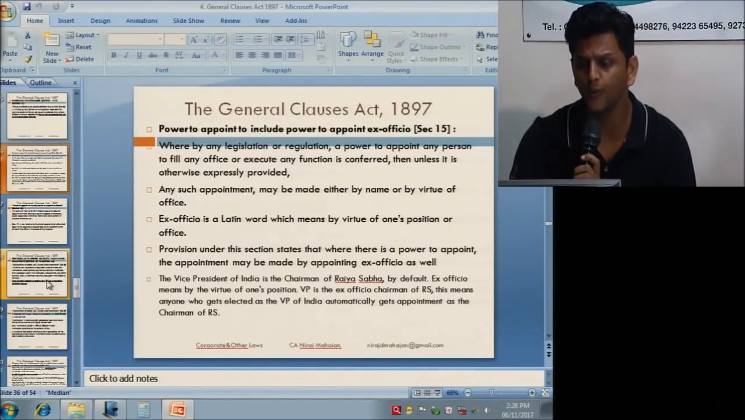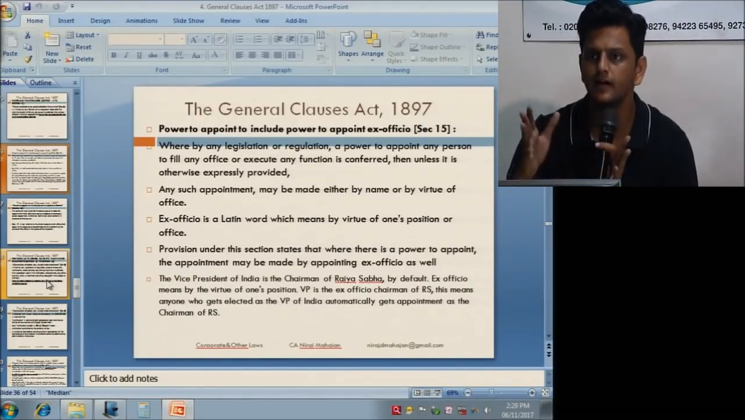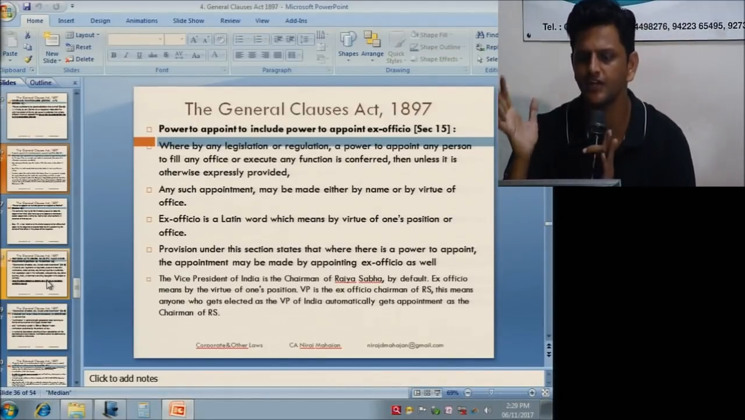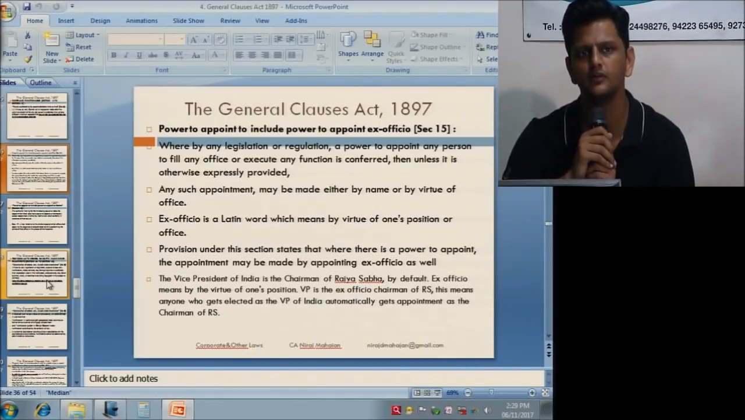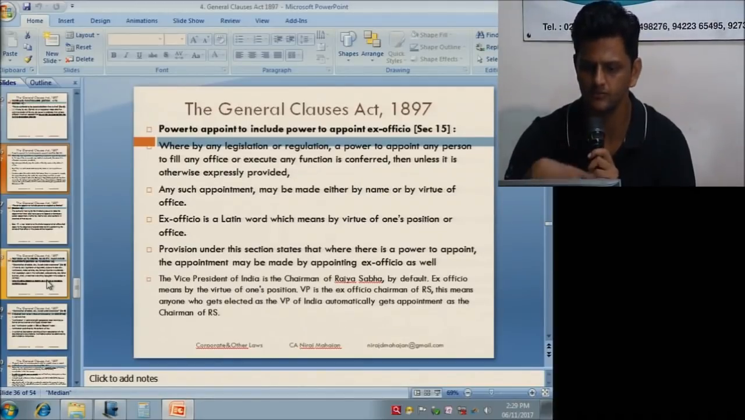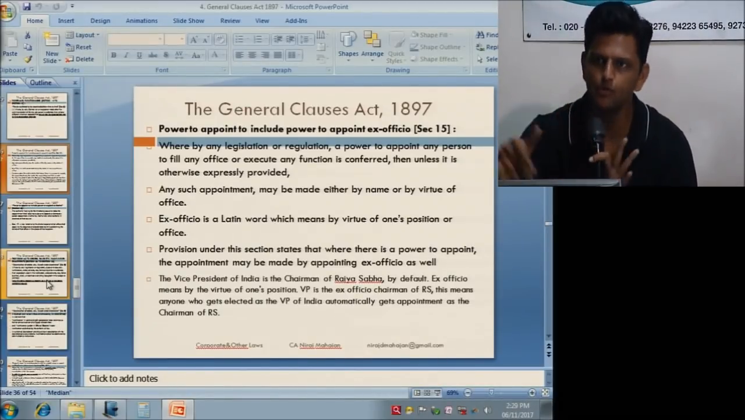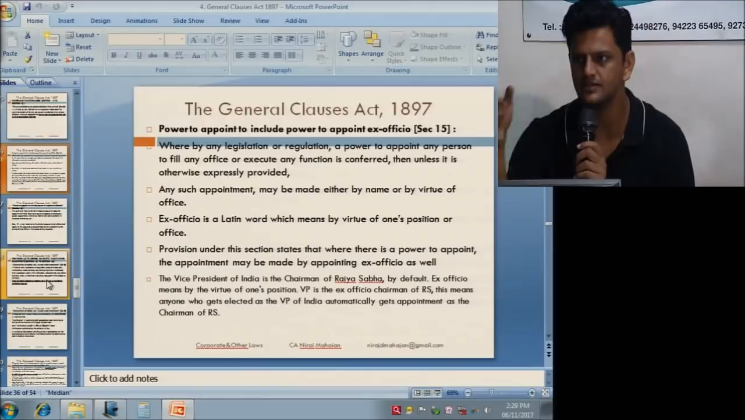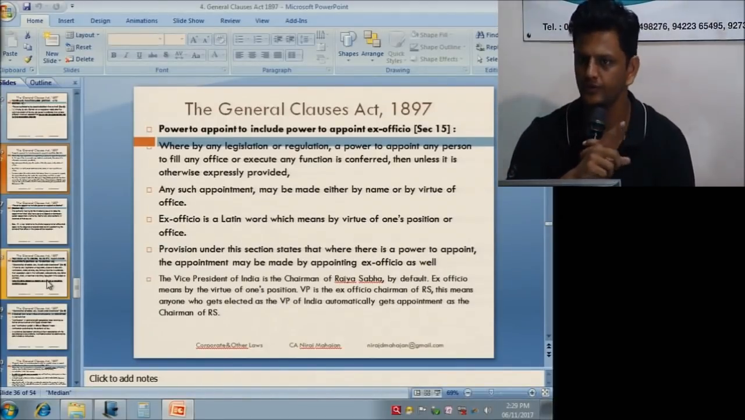Correct? Power to appoint to include power to appoint ex officio. What do you mean by ex officio? In that capacity, in that authority, in that chair or place, as we had discussed. Correct? For example, you had seen the appointment of which committee? The president is always there. We had seen, no? See the last example. The Vice President of India is the chairman of Rajya Sabha by default. By default means what? Ex officio. By that position. So whoever is in that seat is automatically appointed over there. So appointment is by ex officio as well.